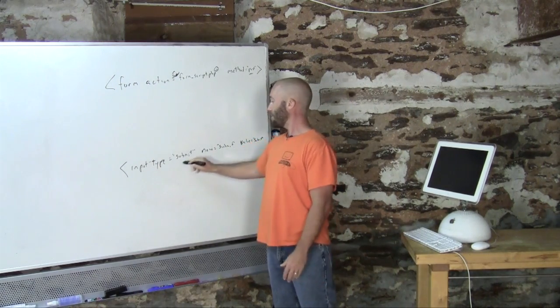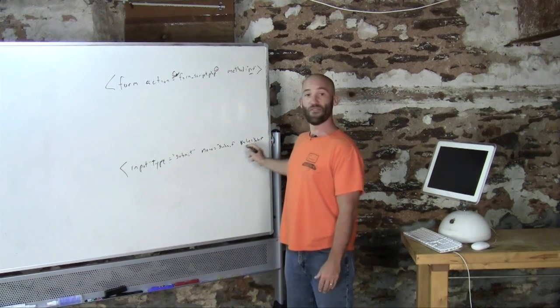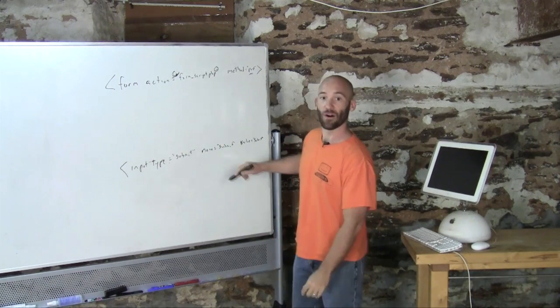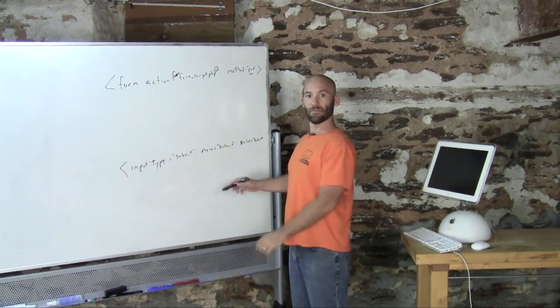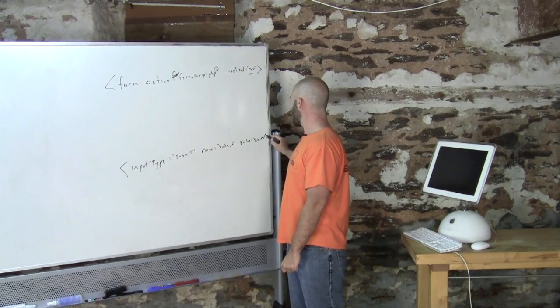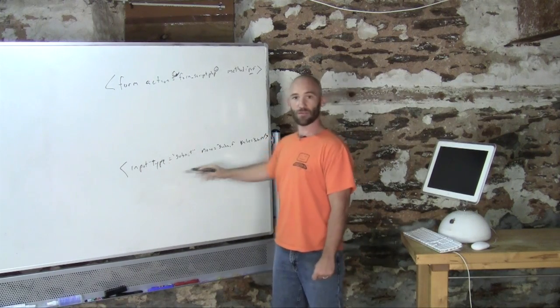So the input type equals a submit button. The name of the submit button is submit. And then the value, that's what actually shows up on the little button, is also submit. And with that, all we do is a slash and angle bracket. So this opens the form and this closes the form.